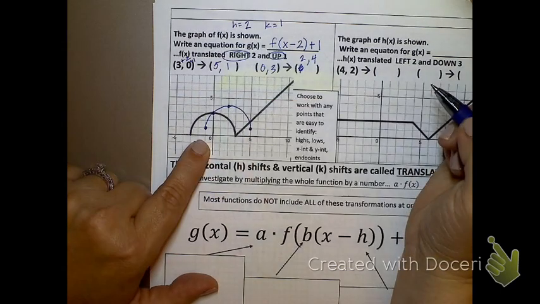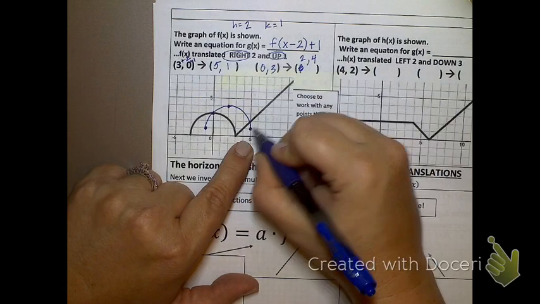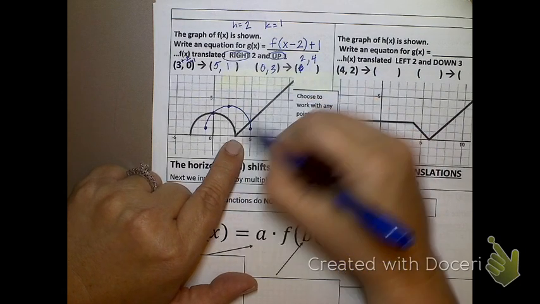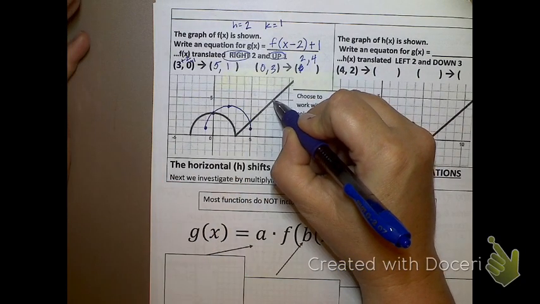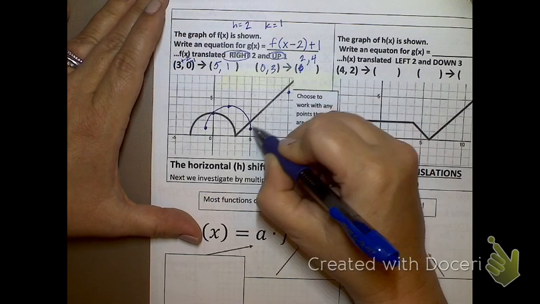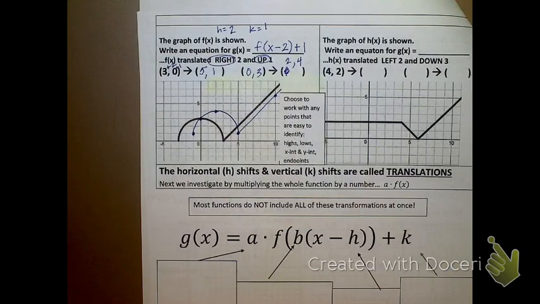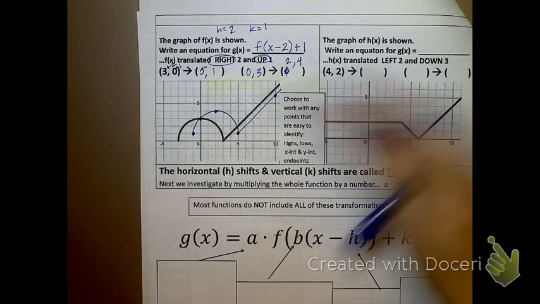So there's my semicircle part. And then this part, it should just kind of follow the same slope. I could take another point if I wanted to. If I took this point and I went right 2 and up 1, I can just kind of follow that for my graph. Does that kind of make sense? Okay. Let's do the next one.